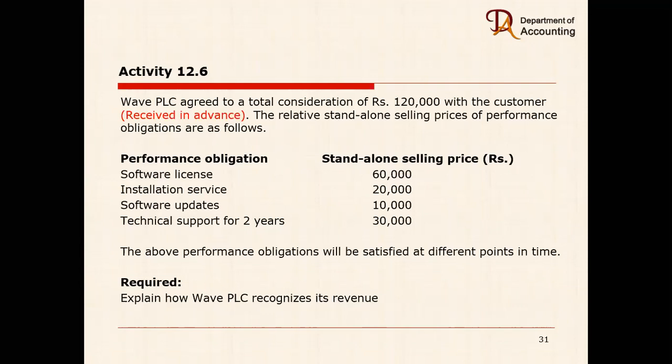Then the requirement: explain how Wave PLC recognizes its revenue. So decide that. Now you have the total consideration. You might need to allocate that among the performance obligations. In that, the standalone selling prices are given.